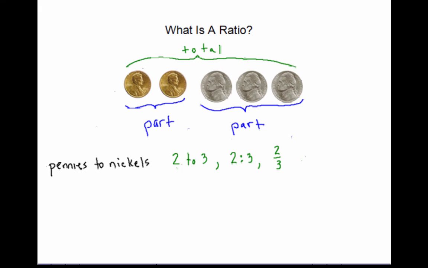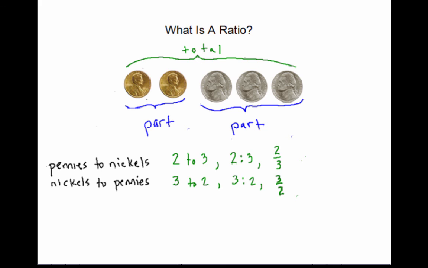We can also look at the ratio of nickels to pennies. Our ratio this time will be 3 to 2. And again, we can write it using the word "to" or replacing the word with the colon like this, or we can write it with a fraction bar. So there are 2 different part-to-part ratios. We can compare pennies to nickels or nickels to pennies.